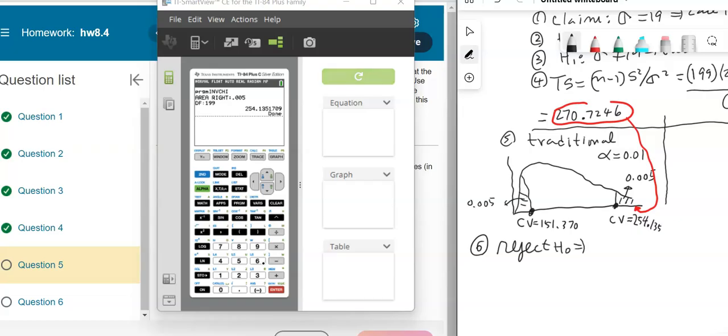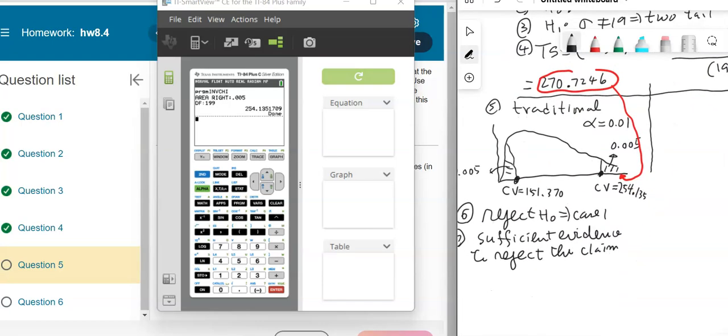Then it must be case what? Case 1. Okay, what does case 1 say? Sufficient evidence to reject the claim. To reject the claim of, what was the claim? The claim is sigma is 19, the variance of commit time is 19. Okay, so now let's do the p-value.